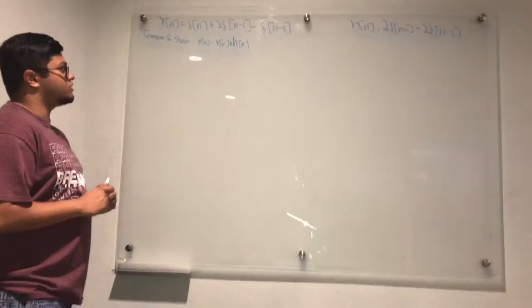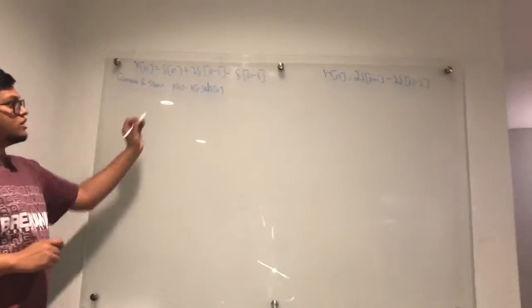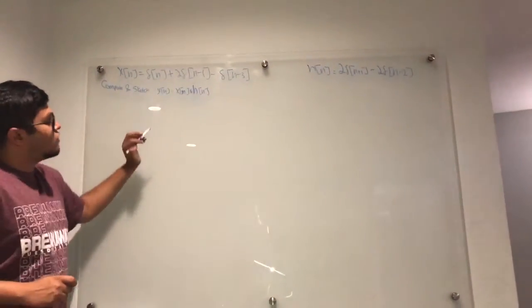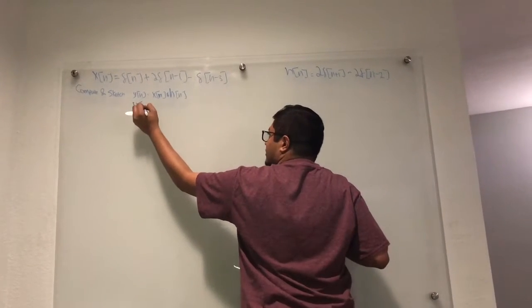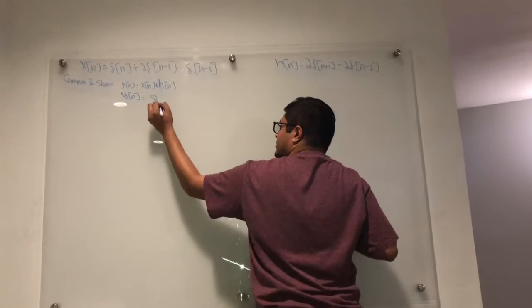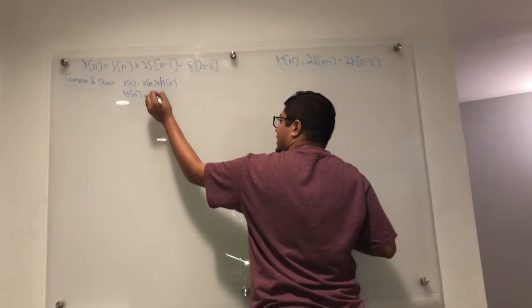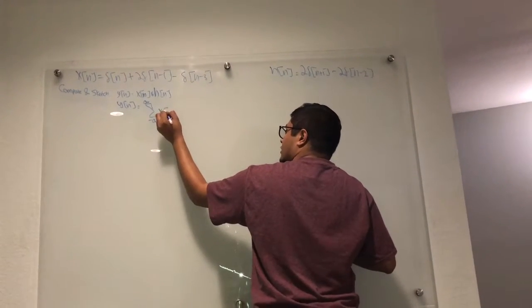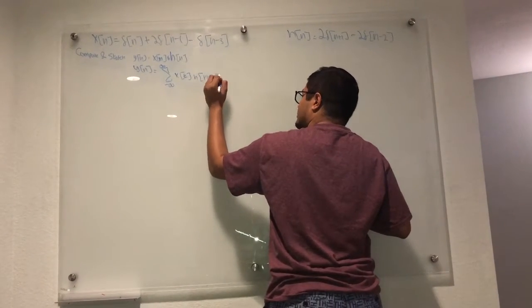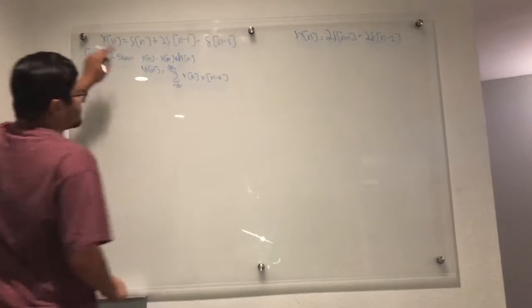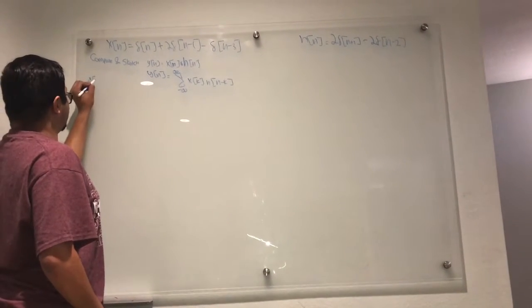Hi, my name is Ravi, and today I will compute and sketch this function. Let us start off by using this formula. y of n can also be written as the summation from negative infinity to infinity of x of k times h of n minus k. Let's start off by plotting these two functions, x of n.